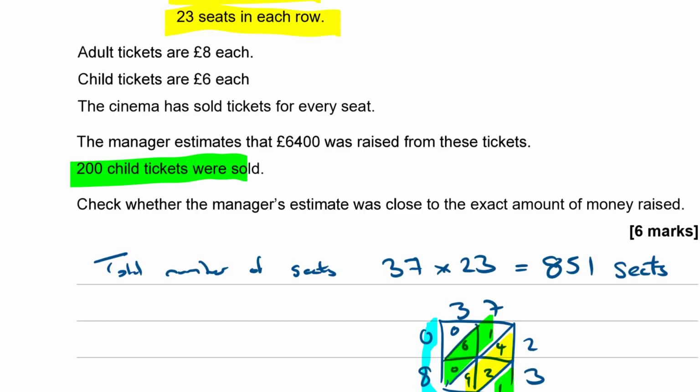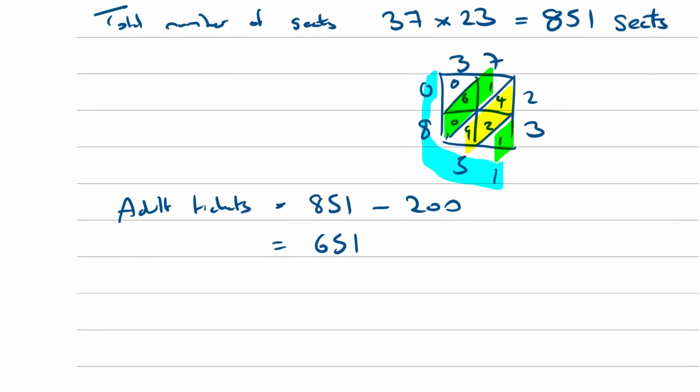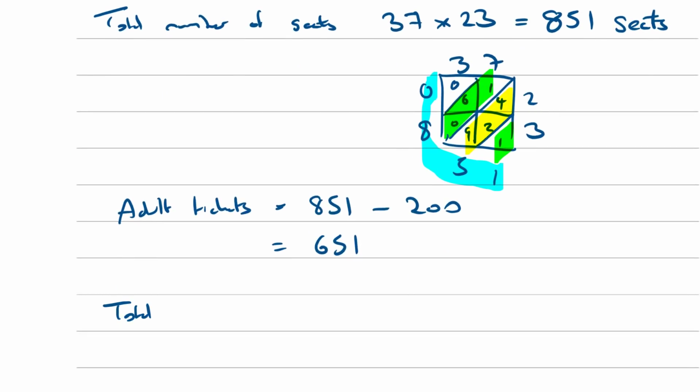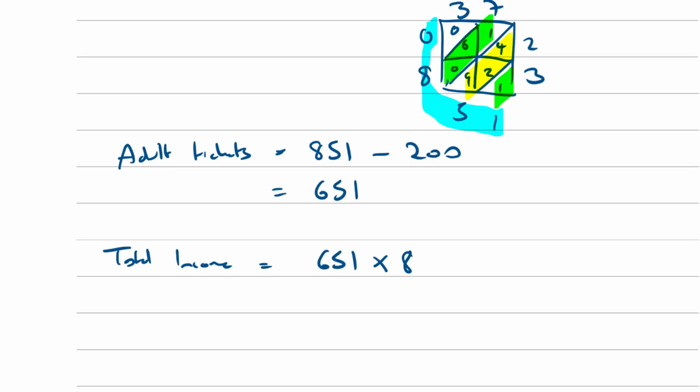Okay, so we know that adult tickets were £8 each, and we know that child tickets were £6 each. So we can work out the amount of money coming in now. So total income is going to be our 651 adult tickets times an adult price of £8, plus 200 child tickets at £6. Okay, well, part of that is easy to do. 200 times 6 I know is 1200, so I can just write that one in. 651 times 8, it's not so easy to do in my head. I'm just going to do that as a separate calculation.